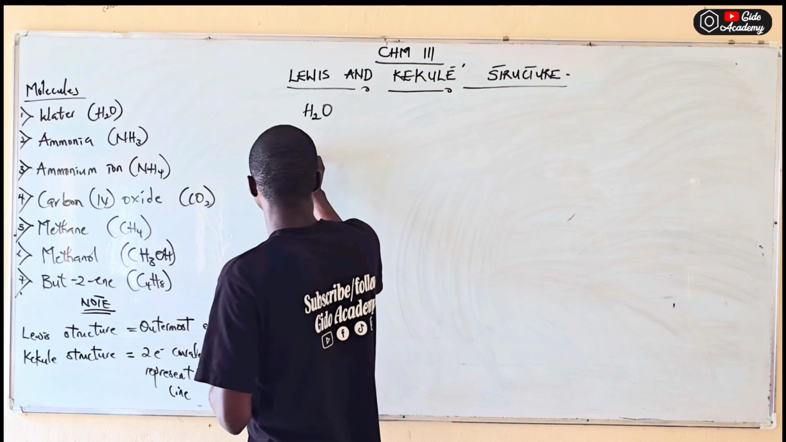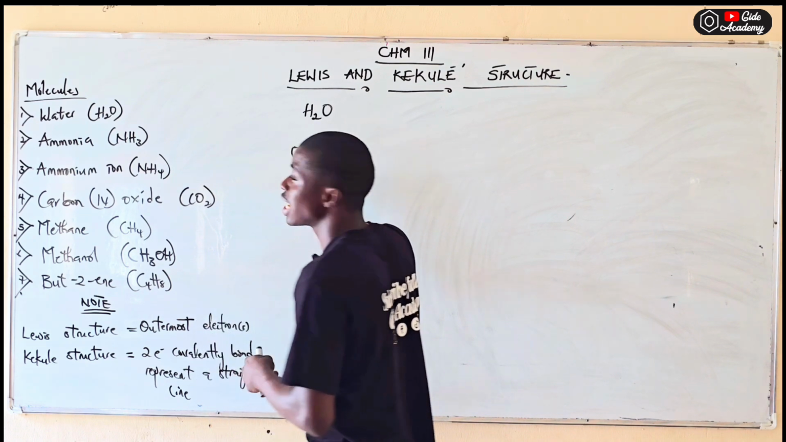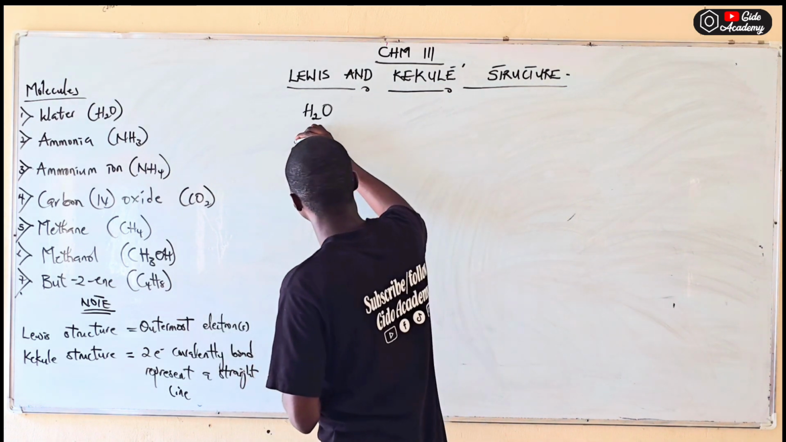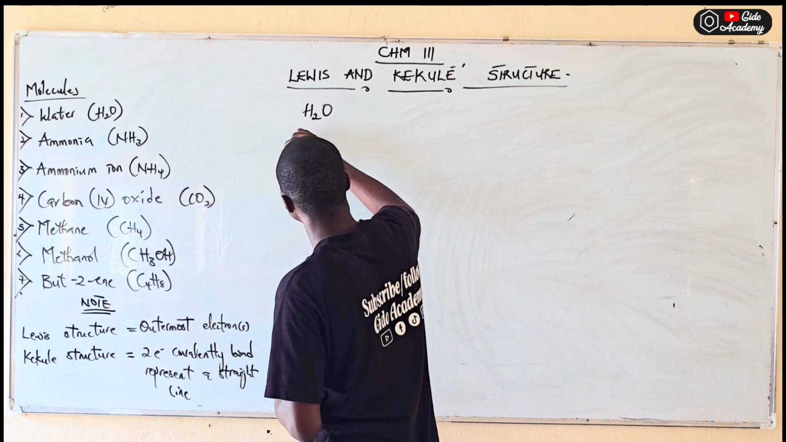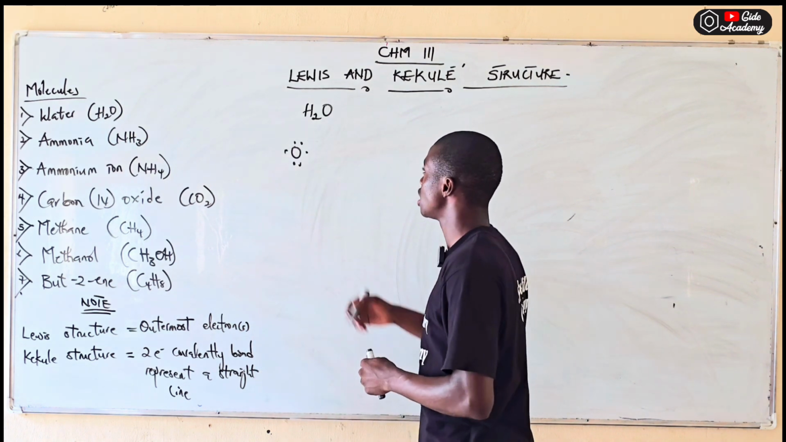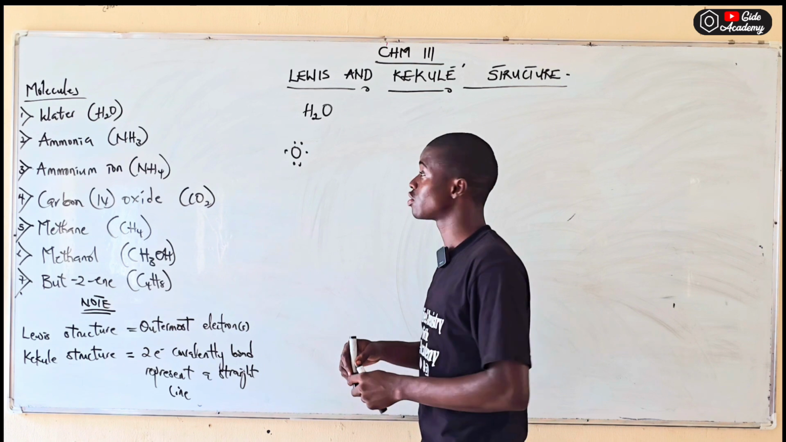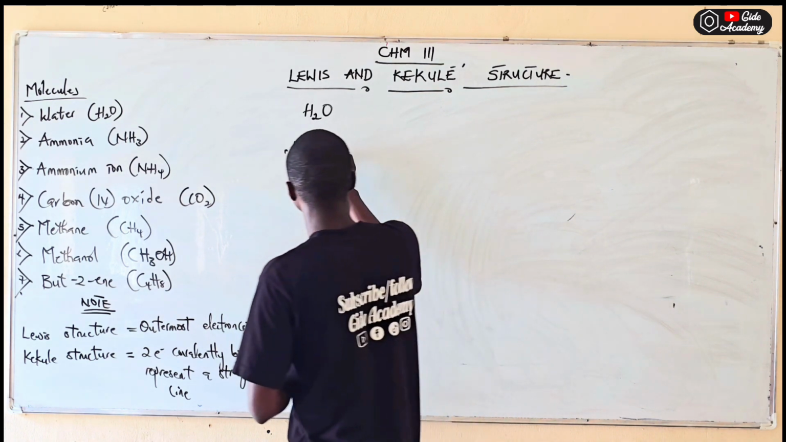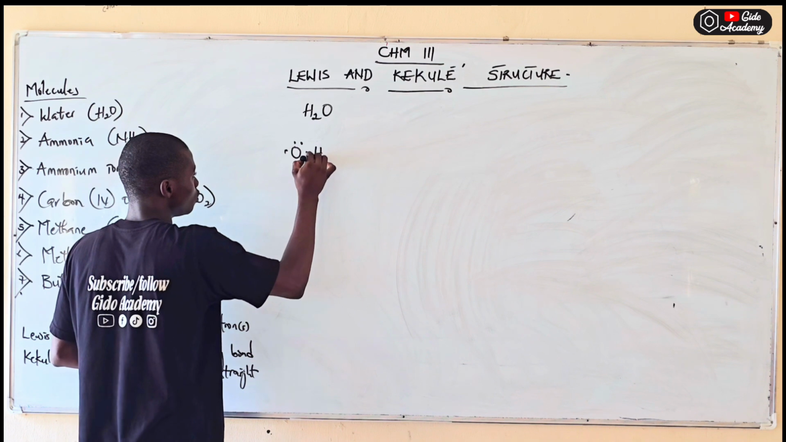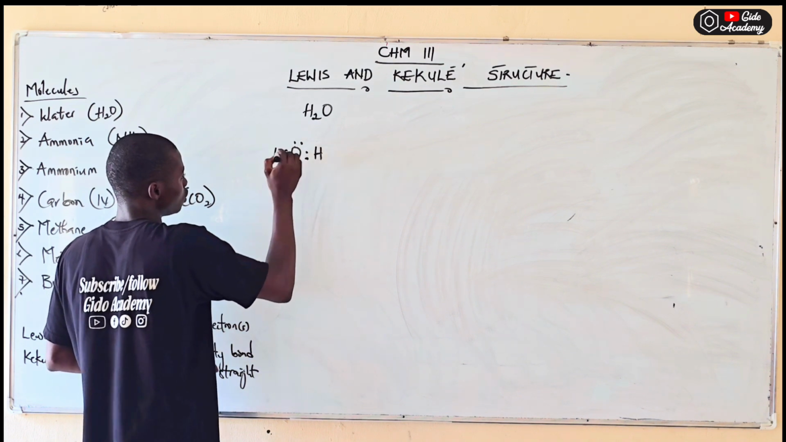So you are going to have oxygen here, and oxygen has 6 valence electrons: 1, 2, 3, 4, 5, 6. Hydrogen has just 1 valence electron. So hydrogen will come here, the one electron will be here, and another hydrogen will come here, the one electron will be here.